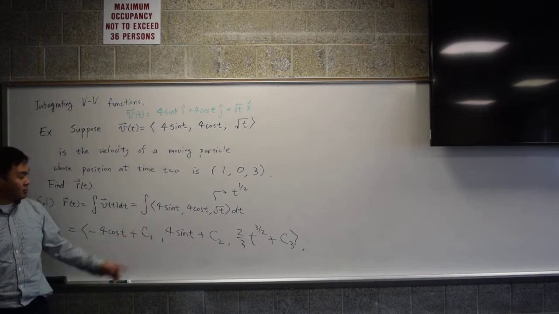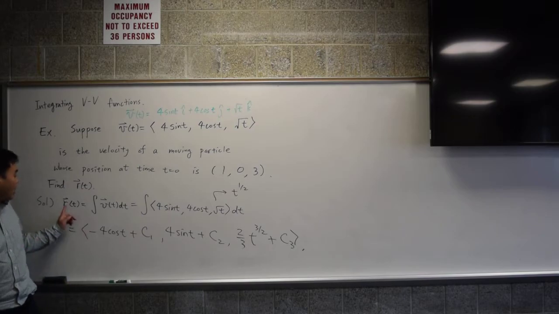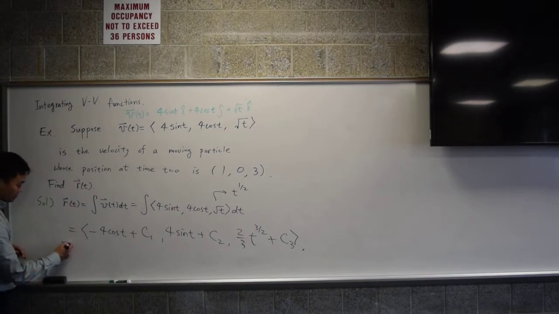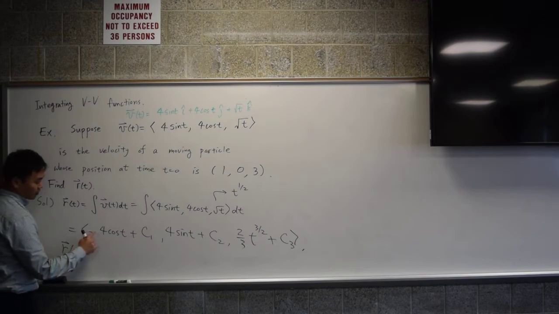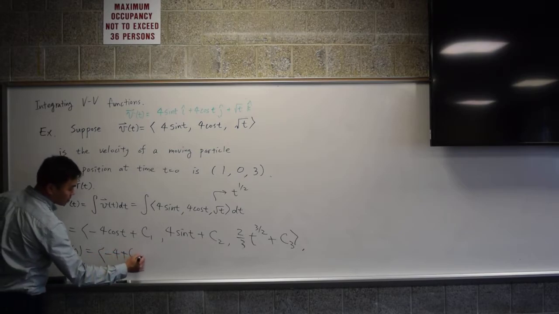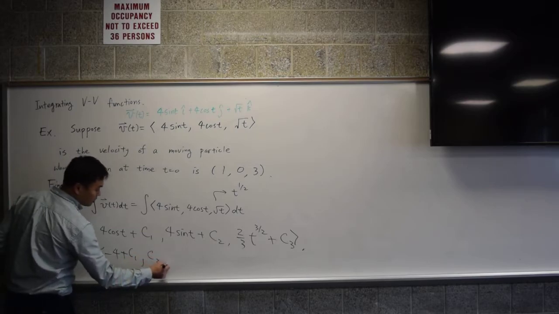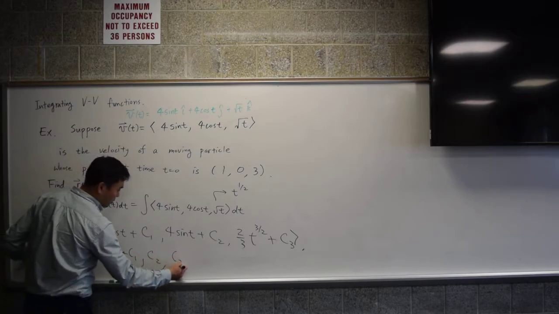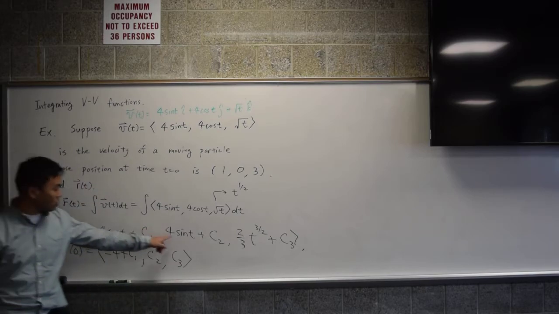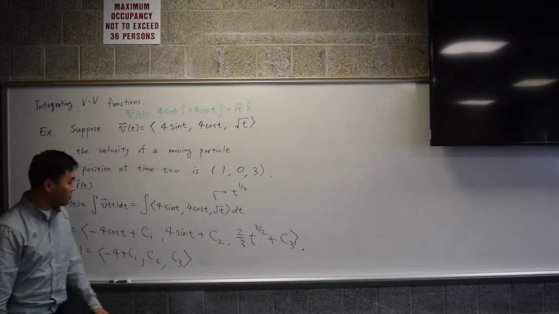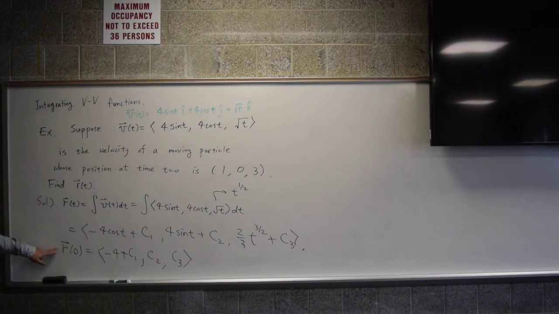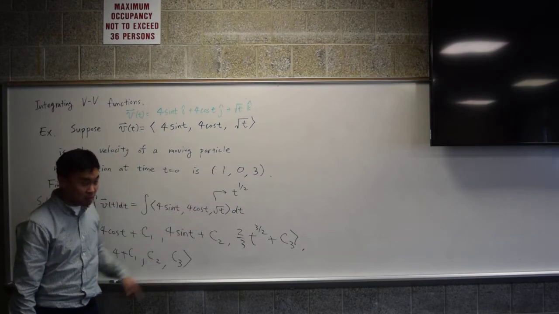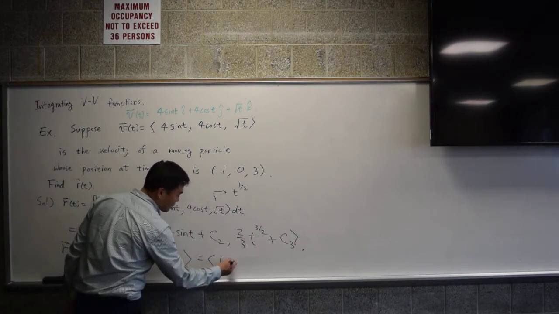So that's your r(t). The only thing we still need to figure out are these constants. R of 0 at this point is negative 4 plus C1, comma, C2, comma, C3, because sine of 0 is 0 when you plug in t equal to 0. But this is supposed to equal what? (1, 0, 3), because that's the given point. So you put 1, comma, 0, comma, 3.